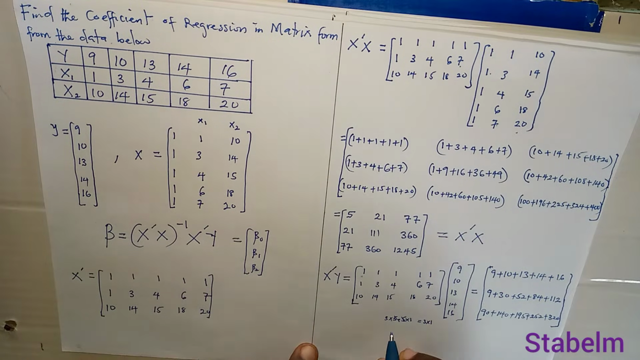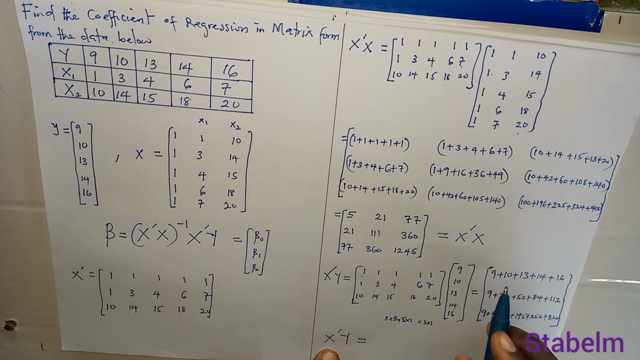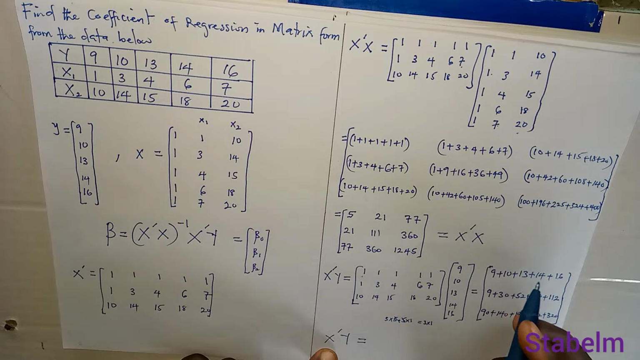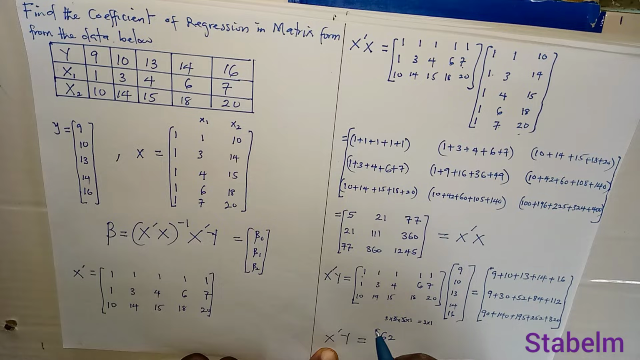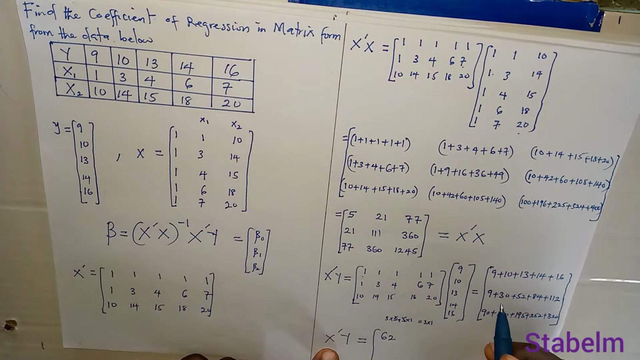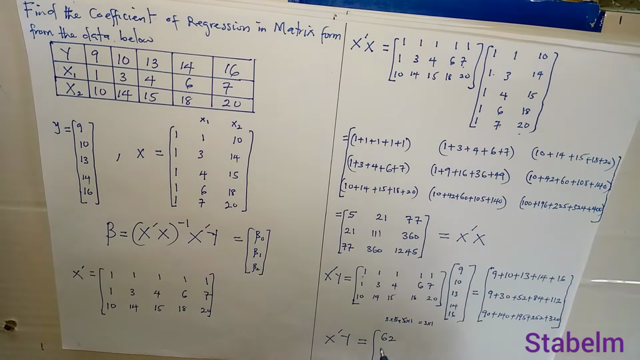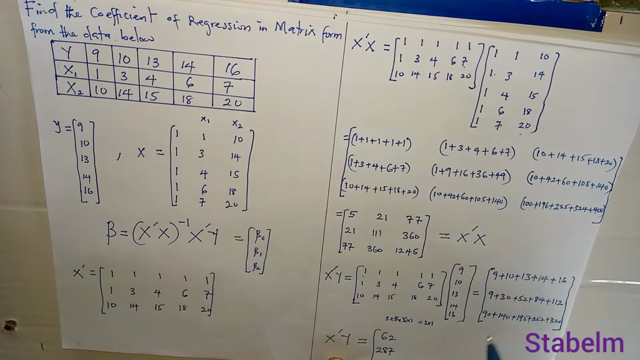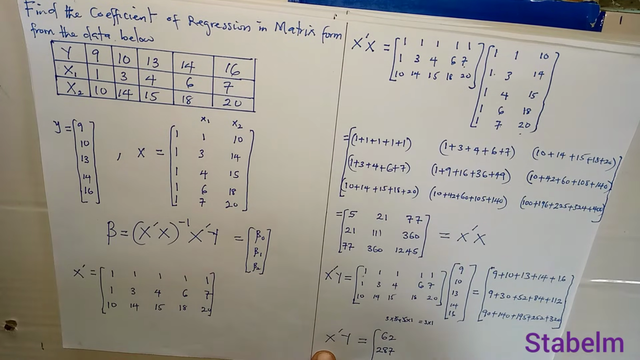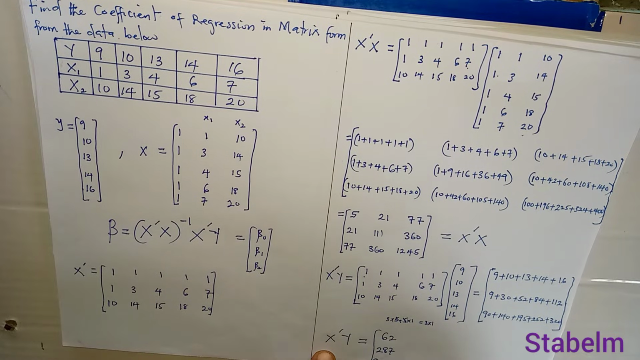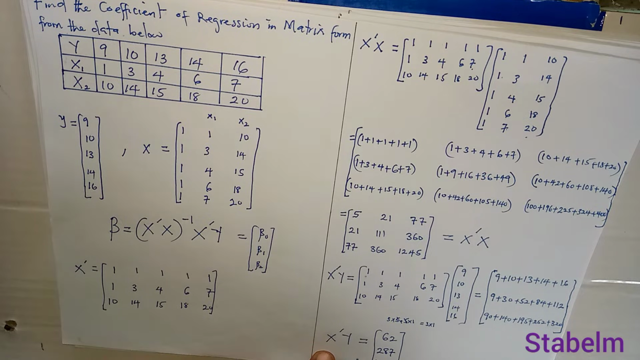Therefore our X prime Y will be equal to, if you add all this together, 9 plus 10 plus 13 plus 14 plus 16, using a calculator, we're going to have 62. 9 plus 30 plus 52 plus 84 plus 112 will be 287. 9 plus 140 plus 195 plus 252 plus 320 will be 997. So this is our X prime Y.